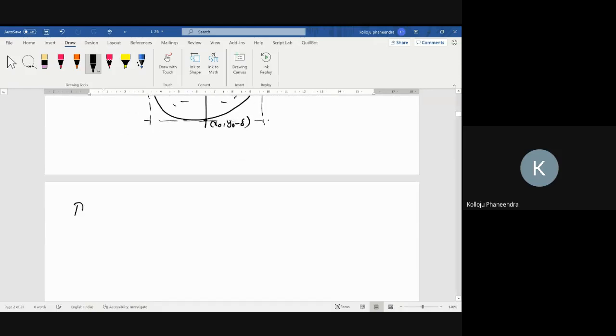The delta neighborhood is denoted by NBD. I will write: the delta neighborhood is denoted by N delta P. N stands for neighborhood, and delta stands for the radius delta of point P. Or someone can write N P delta. Better to use this notation, N P delta.